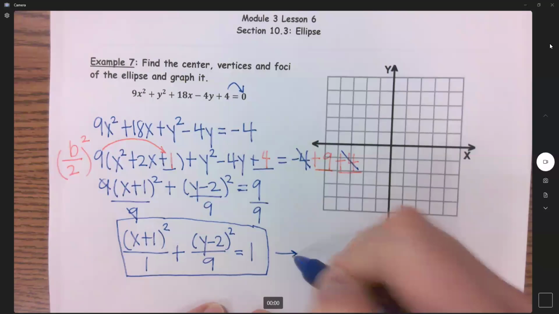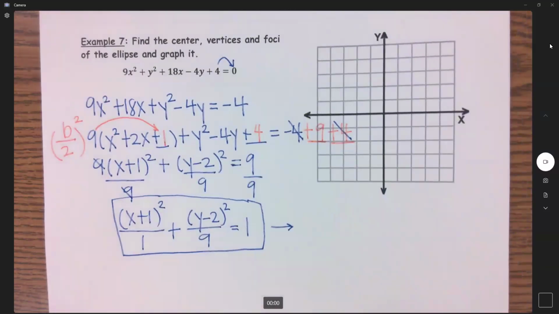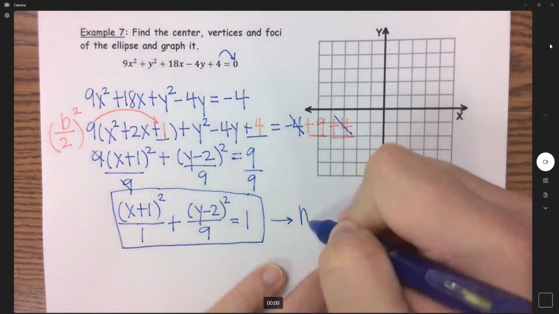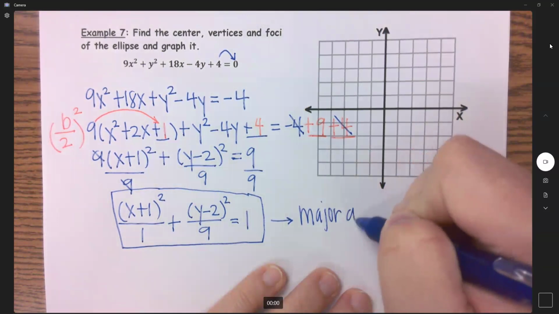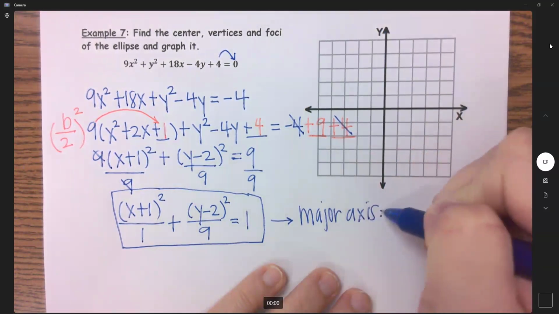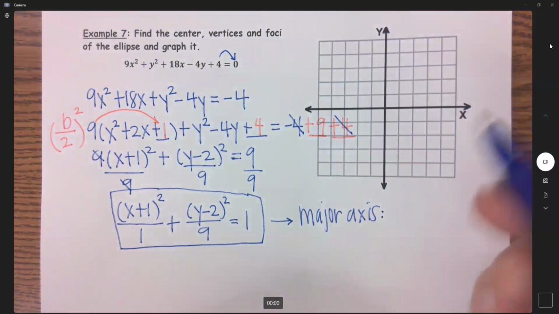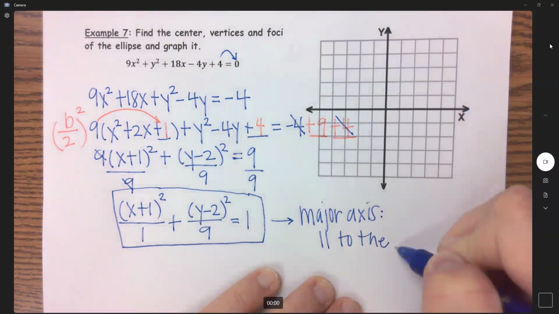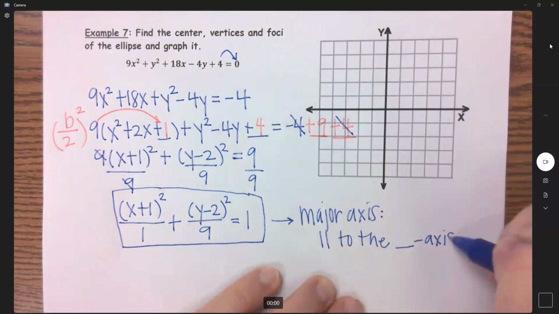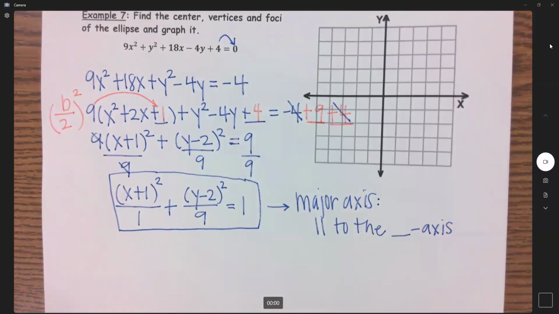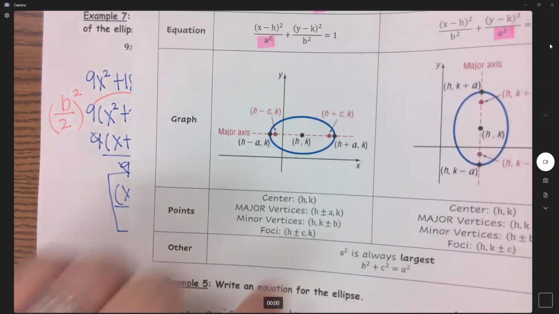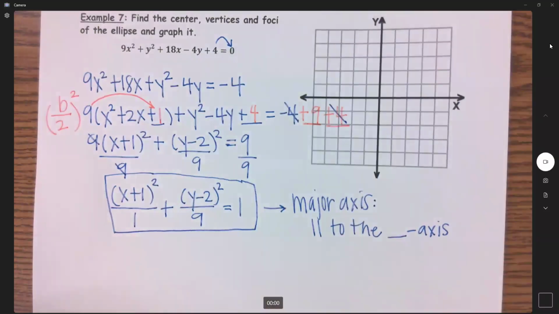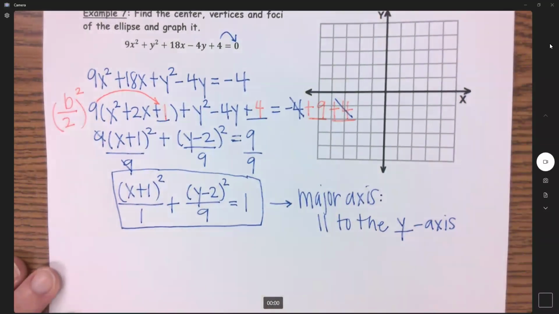Okay, first, not really dependent on my answers here. But first, I do want to identify what my major axis is. Always start here because we have 2 versions of our formula. We need to know which one we're using. So my major axis is parallel to which axis? A is always the largest. And so if A is under my Y, it's parallel to my Y axis. So we need to keep that in mind.